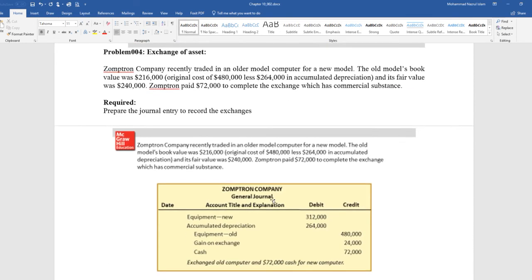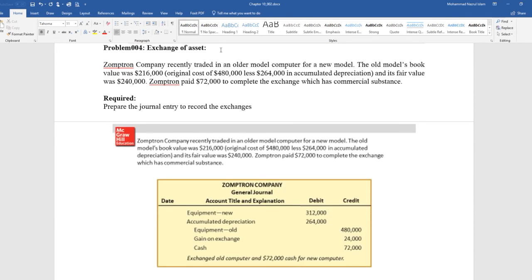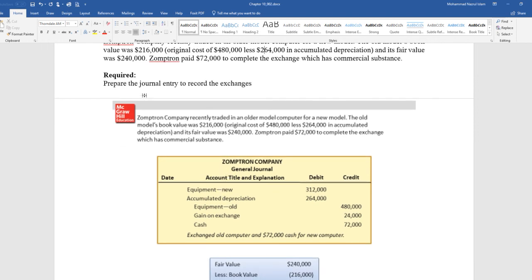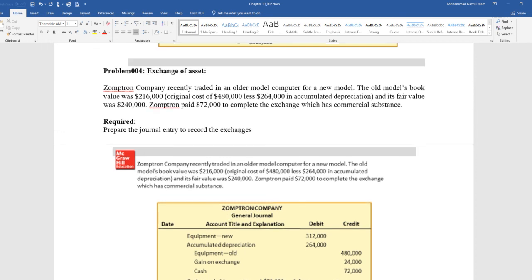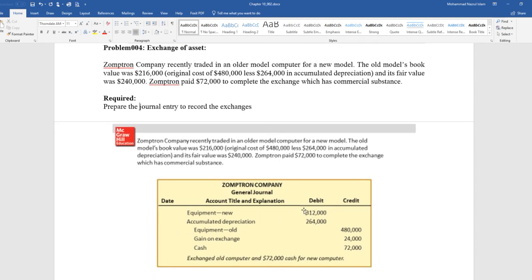And now we will show the exchange of assets. Zamtron company recently traded in an older model computer for a new model. The old model's original cost was 480 less depreciation, giving a book value of 216, and its fair value was 240. The company paid 72,000 to complete the transaction. So how do we record it? We received the new equipment at 312. So accumulated depreciation, equipment old, gain on exchange, and cash.